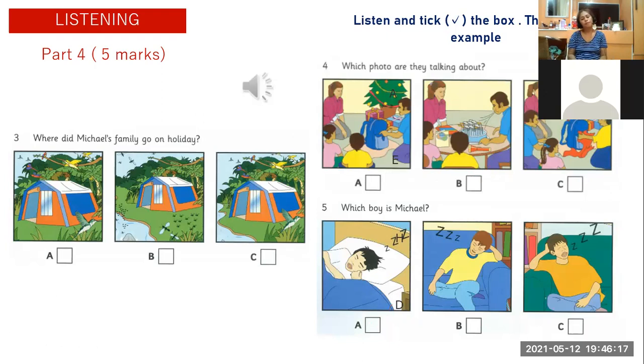3. Where did Michael's family go on holiday? This photo looks interesting. Yes, I took it on one of our family holidays. What? In the jungle? We didn't sleep in that tent, did we? Yes, we did. By that river. It was great. Those insects look horrible. Those aren't insects. They're very small birds.